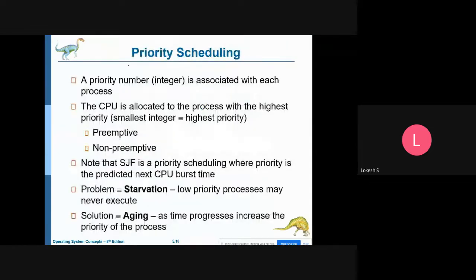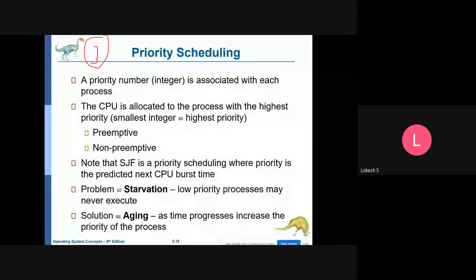Okay, this is the third one, priority scheduling. So why do we go to priority scheduling? As I said, starvation. You have starvation in first come first serve scheduling, because very few processes wait for a longer time.